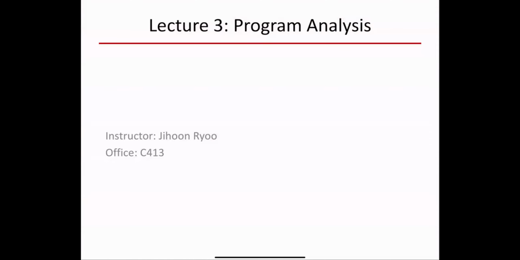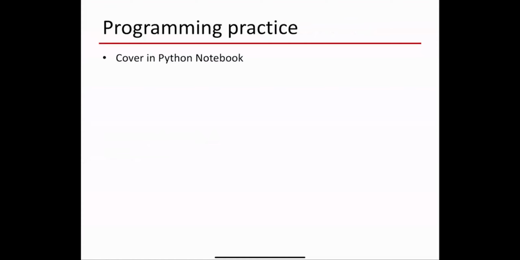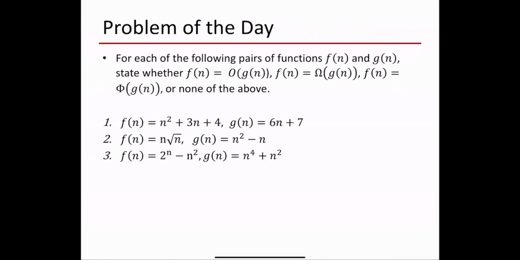All right, so today we're going to talk about the program analysis. What is it? We covered it in our program practice in the Python notebook and problem day. Let's think about this, so warm up your brain after lunch. For each of the following pairs of functions, f of n and g of n, state whether f of n is big O of g of n, or f of n is omega of g of n, f of n is big theta of g of n, or none of the above. So let's solve problems 1, 2, 3. Let's think for 2 minutes, then we're going to discuss it. All right, so warm up your brain.